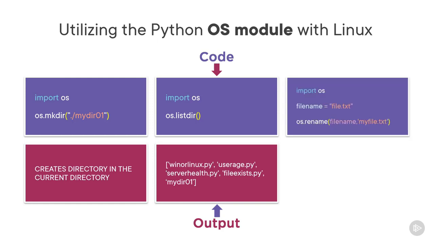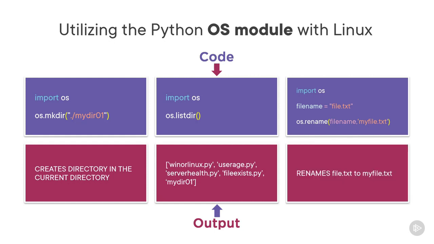And then the last one here is we're using the OS module to basically rename a text file. So that's something else that's very common that you will need to do while you're administering your servers. This is basically renaming a file named file.txt to myfile.txt. So pretty straightforward, but very, very useful.